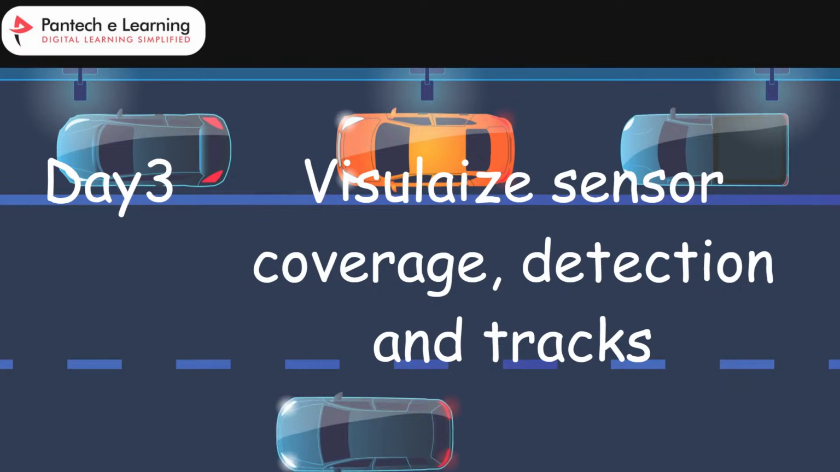So what is the sensor coverage? Sensor coverage, in the sense, imagine drawing a big circle on a map to show where the sensors are looking. That is what sensor coverage is. So next one is the detection. What is the detection? It's like putting some dots on that map to show where the sensors find interesting things like people or cars or a bicycle, anything on the road. So they have to detect.